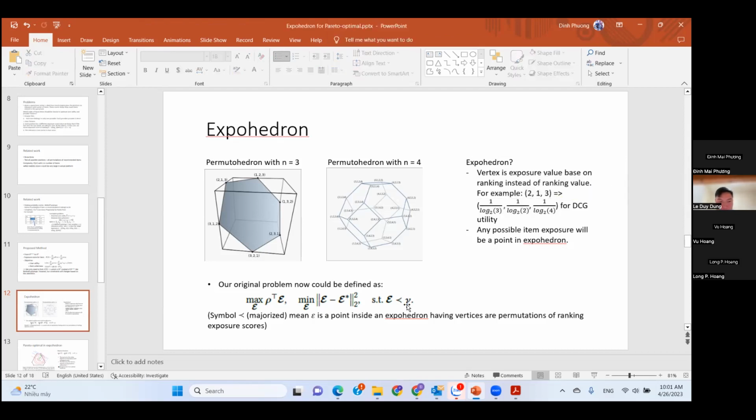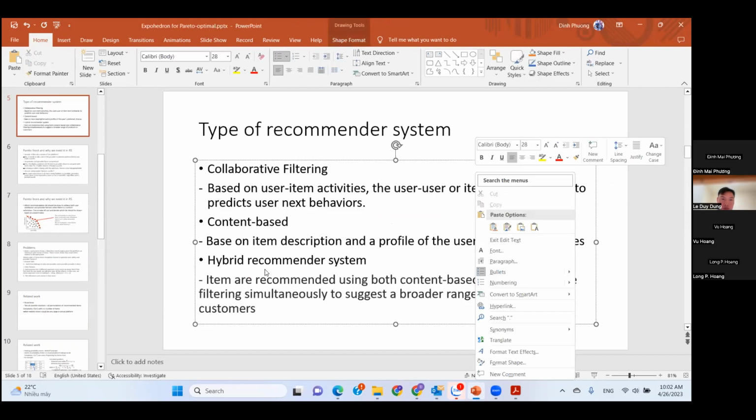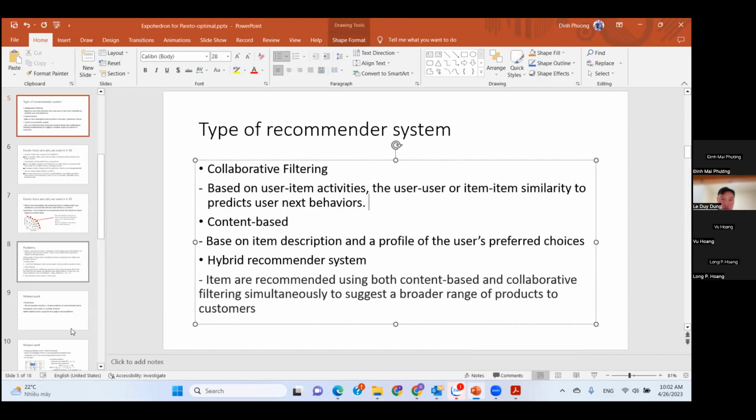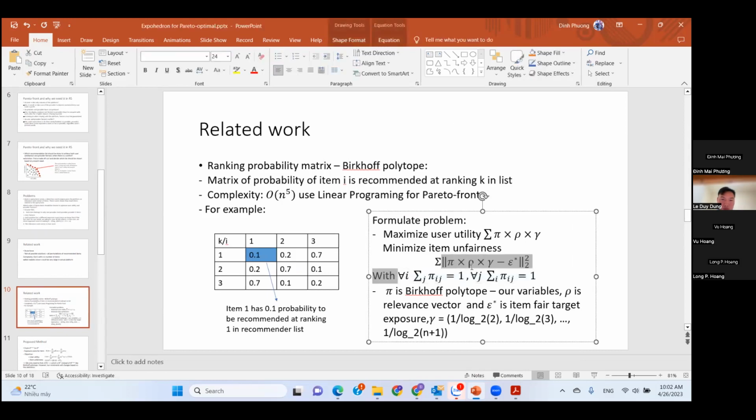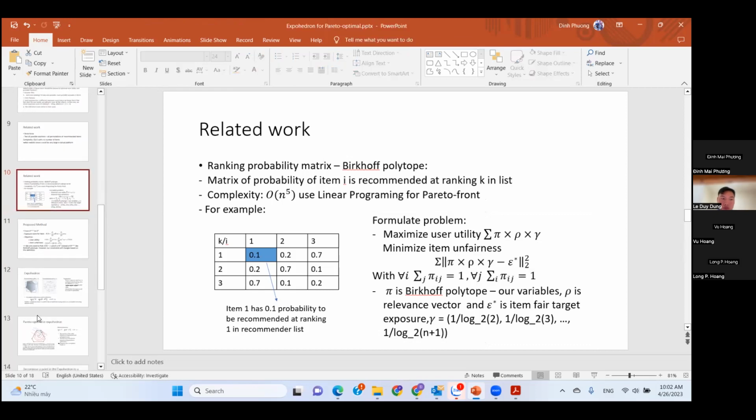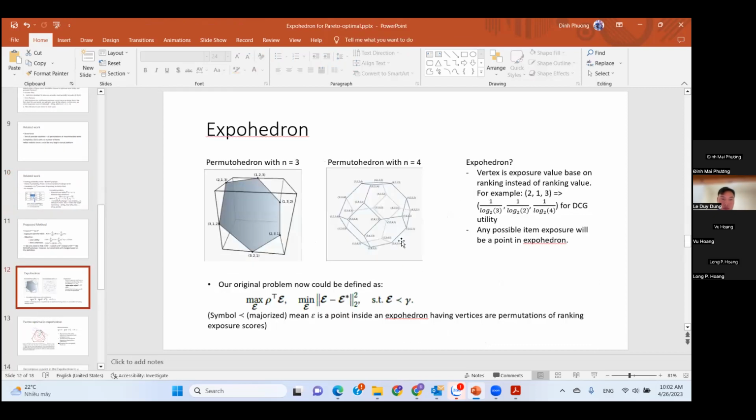So as I said before, you will see that in the permutahedron, maybe it's expohedron with n is 4, each cutting phase here will be a linear constraint for the permutahedron. So it comes from just two linear constraints to a lot of linear constraints, because we will have a lot of cutting points, cutting planes here.